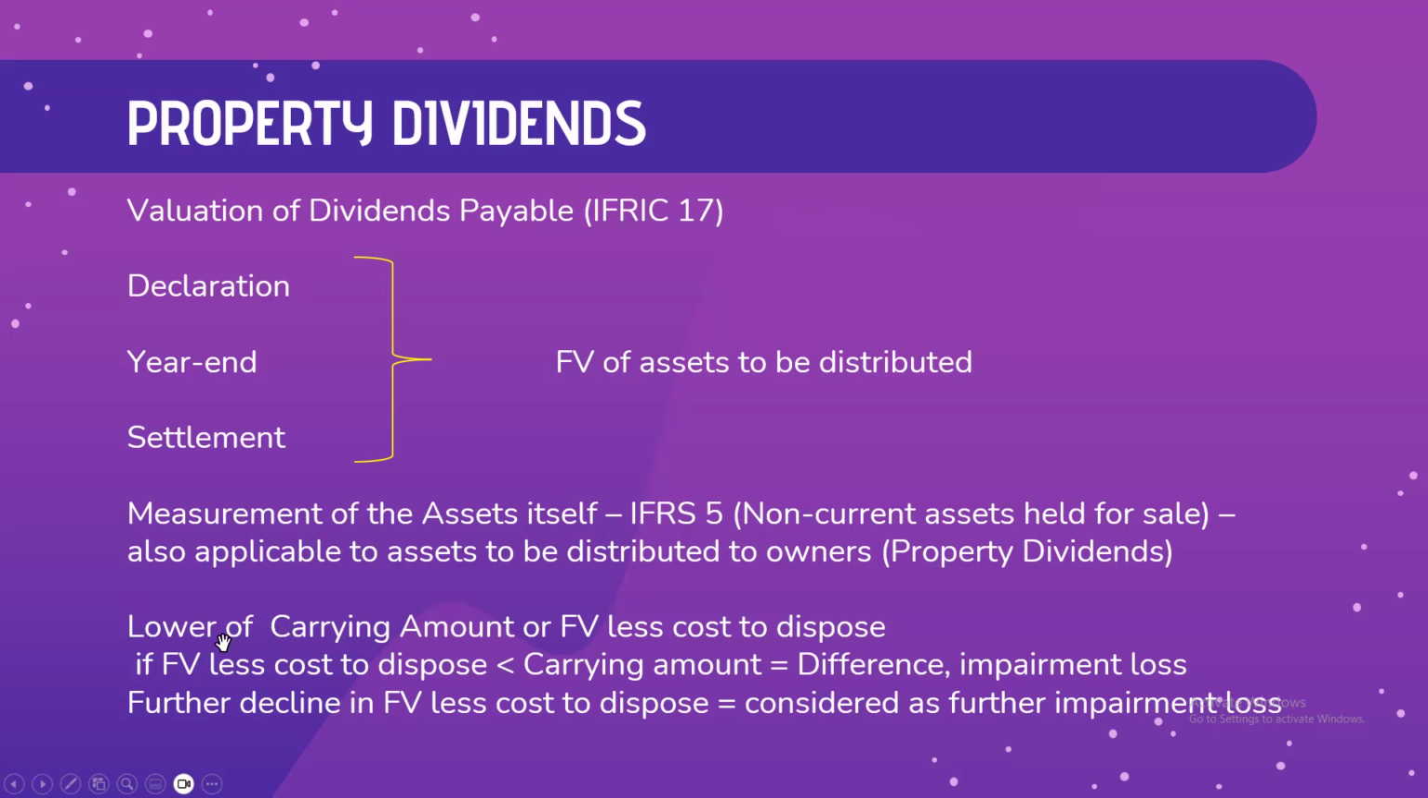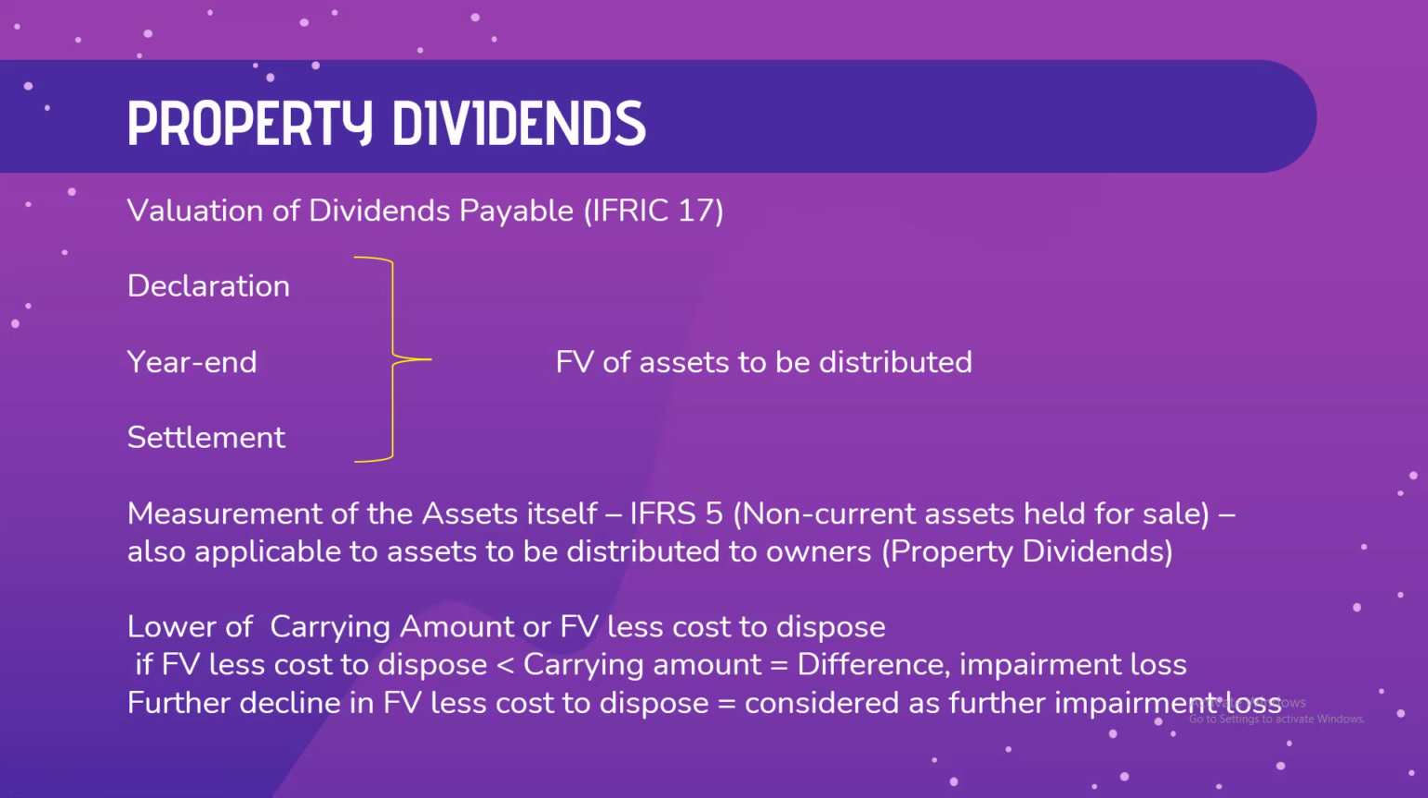Now, going back to the lower of carrying amount, this is your book balance, or fair value less cost to dispose. Notice that if fair value less cost to dispose is less than the carrying amount, therefore there is an impairment loss.